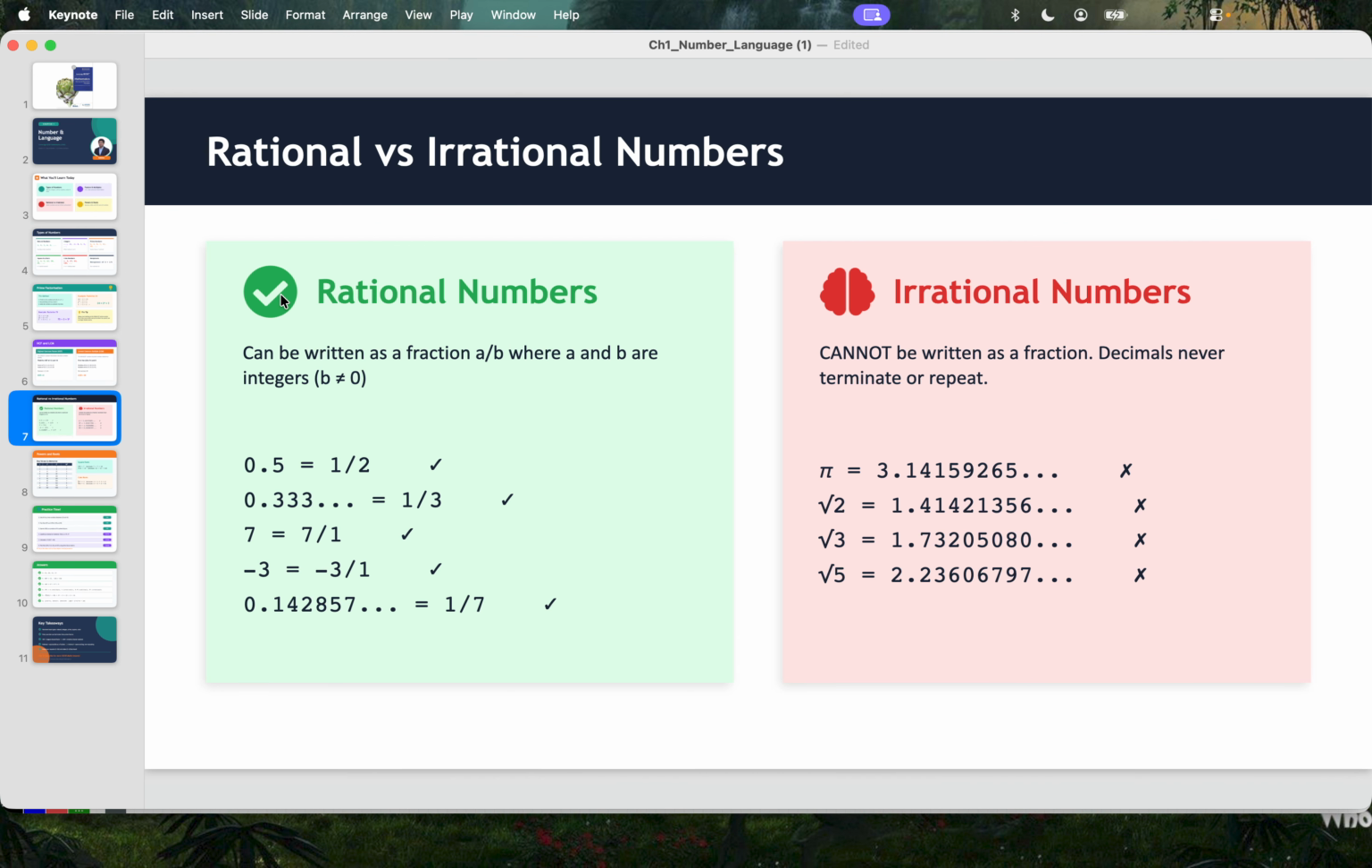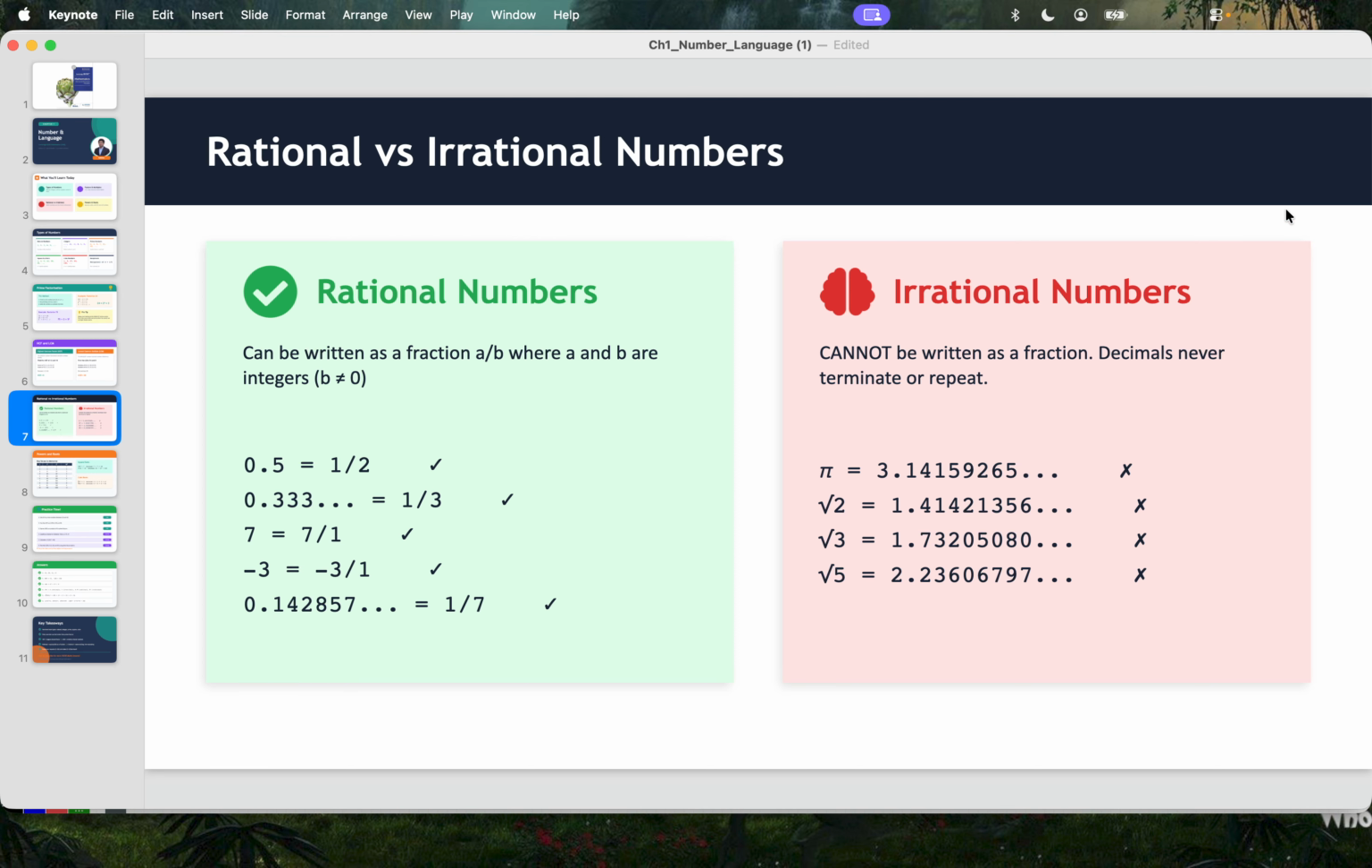Rational numbers are nothing but numbers that can be written as a fraction, that is a by b, where a and b are integers and b will not be equal to 0. So the denominator, that is b, will not be equal to 0. For example, 0.5 can be written as 1 by 2, that is fraction a by b. 0.333 can be written as 1 by 3. Then 7 can be written as 7 by 1. Minus 3 can be written as minus 3 by 1, and 0.142857 can be written as 1 by 7.